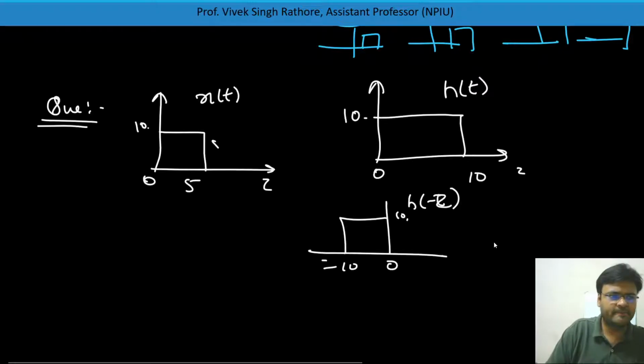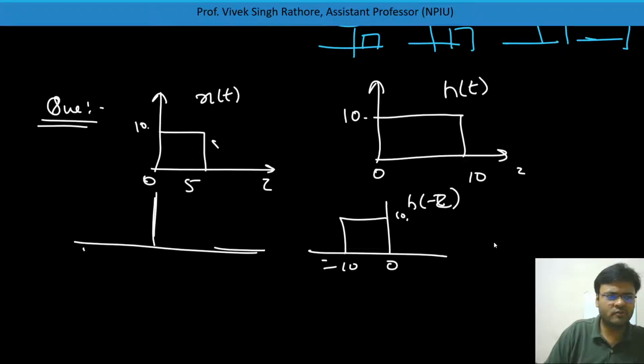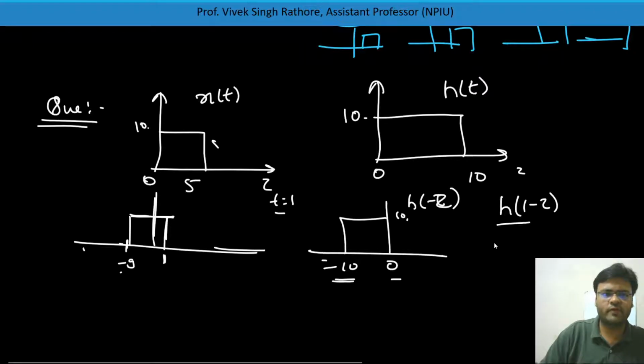Up till when, see, this value is there. This value was h of minus tau. Once you do the shifting, let's suppose from minus 10 to minus 9, at t is equal to 1 we are shifting, it will be like this. T is equal to 1 means that from earlier starting at minus 10 to 0, it will now start from minus 9 and go on till 1. That means for t is equal to 1 we have h of 1 minus tau.